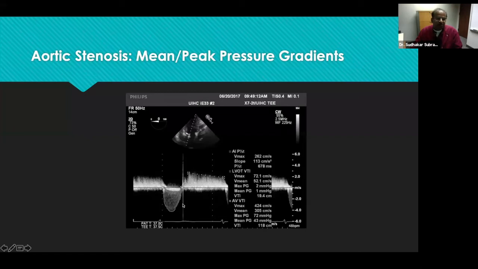The Doppler we pretty much require is the continuous wave Doppler. As you can see, there are two kinds of envelopes. One is very dense, and the other is more faint. The dense one is contributed from the left ventricular outflow tract, whereas the other one is from the aortic valve itself. And you can see all the measurements utilized for quantifying aortic valve stenosis, from the peak velocity all the way to the mean and the peak gradient.